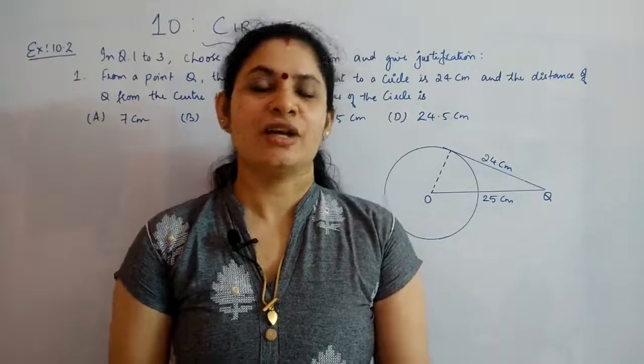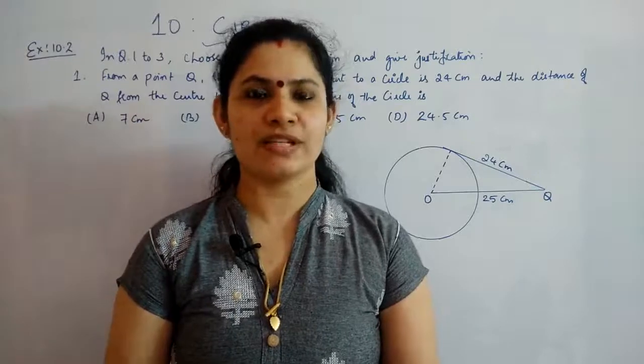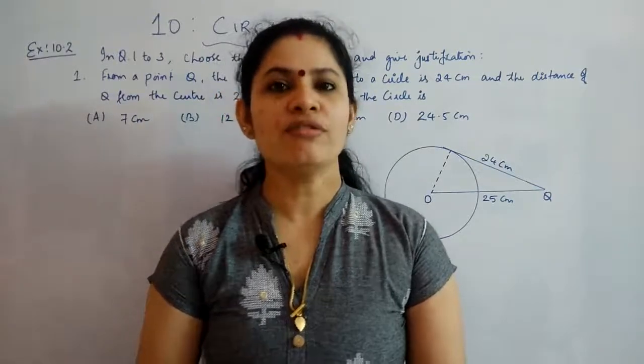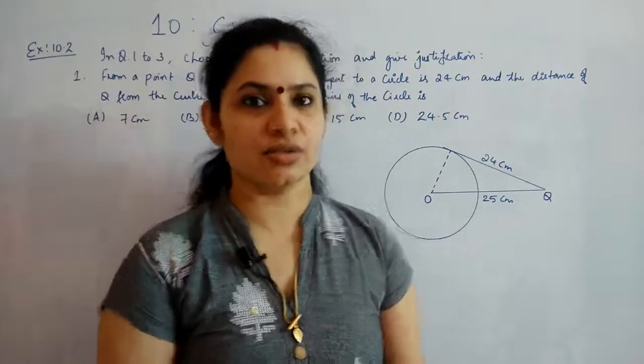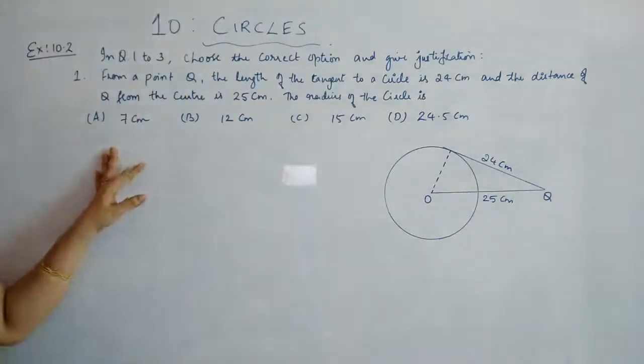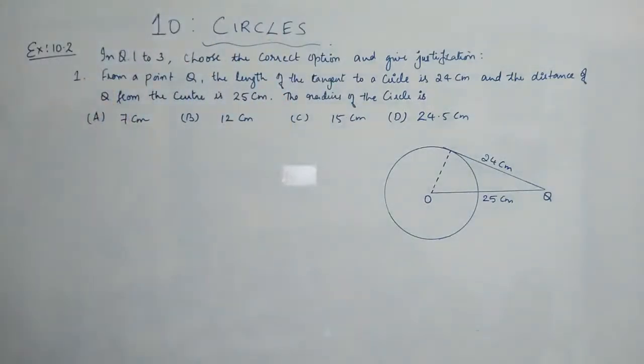Hello. Now here we are discussing the problems of exercise 10.2 of chapter number 10, Circles. So the first question is, from a point Q, the length of the tangent to a circle is 24 centimeters and the distance of Q from the center is 25 centimeters. The radius of the circle is, so it is an optional question. You have been provided with 4 options: 7 centimeters, 12 centimeters, 15 centimeters and 24.5 centimeters.